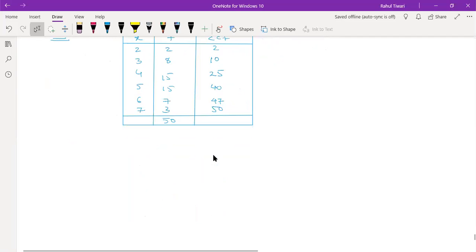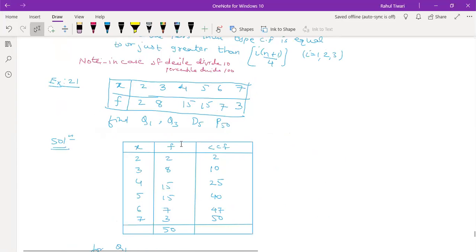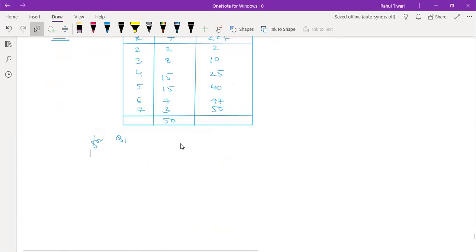Now you have to find out Q1. So what is Q1? What does the first step say? Find i times (n plus 1) by 4. If i is 1, that means I have to find out Q1. So for Q1, calculate (n plus 1) by 4. So what is your (n plus 1) by 4?